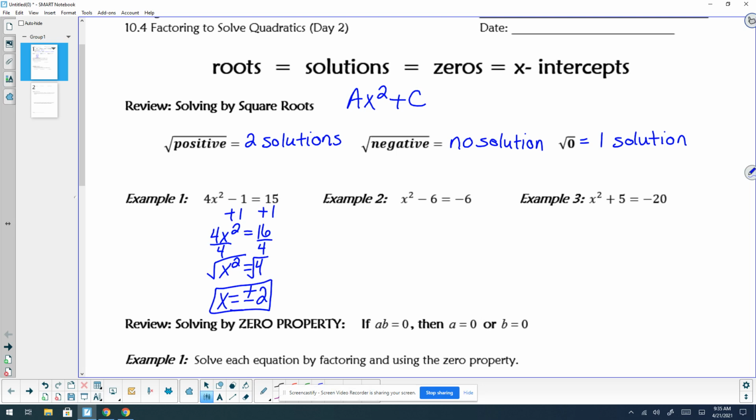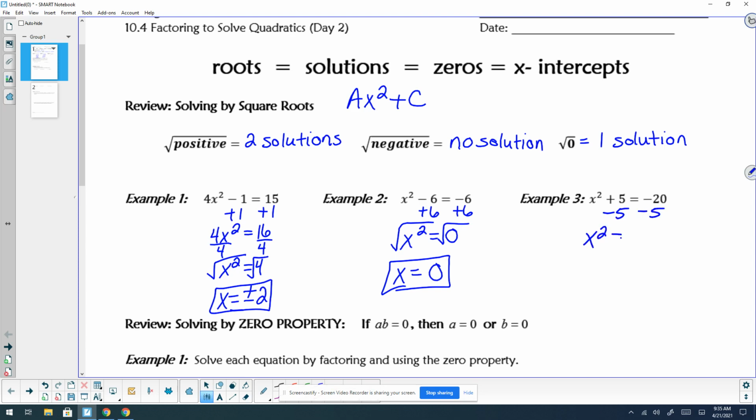On to example 2. I have x squared minus 6 equals negative 6. If I add 6 to both sides, I'm left with x squared equals 0, because negative 6 plus 6 is 0. I can take the square root. X then would equal 0. The reason why I do not need plus or minus when my answer is 0 is because 0 cannot be positive or negative.